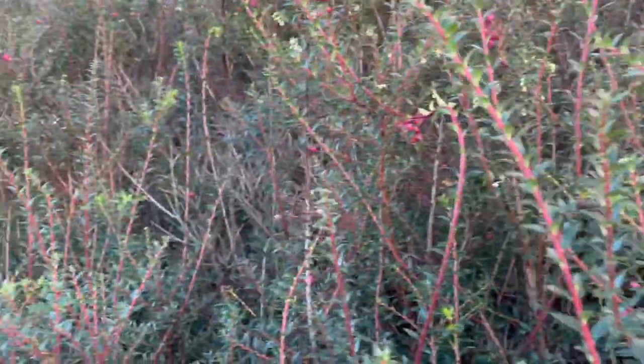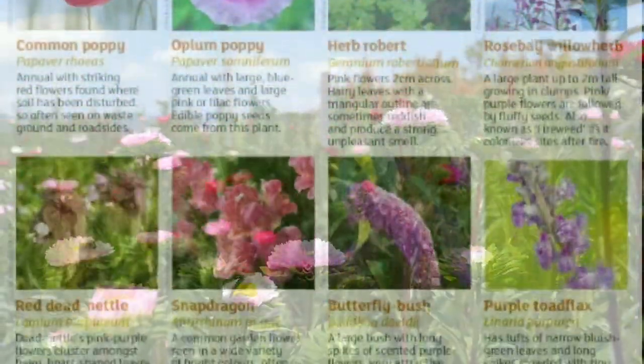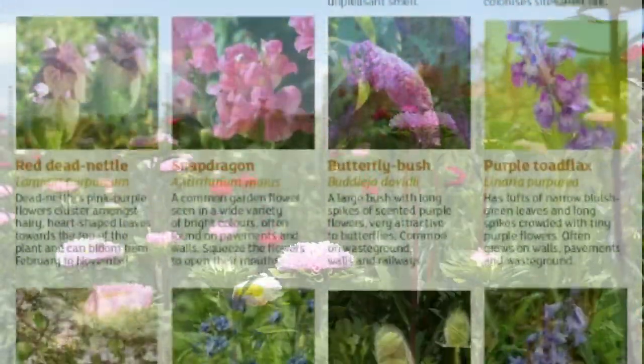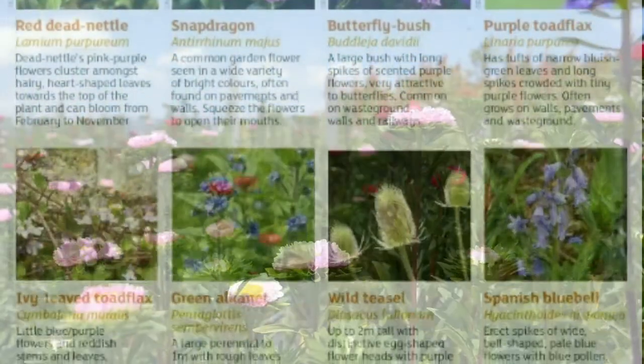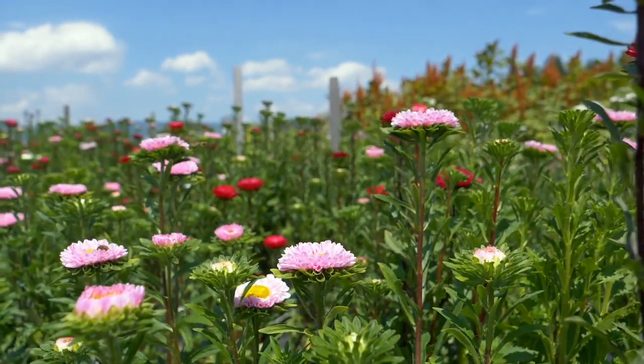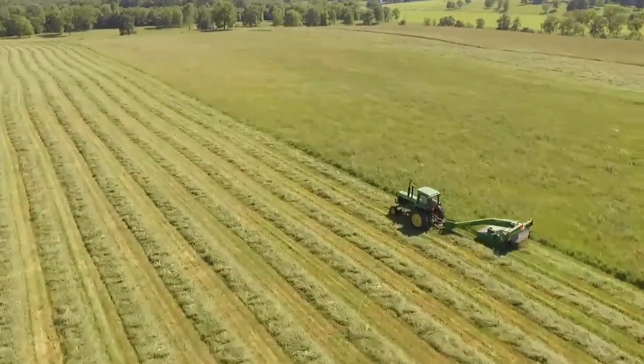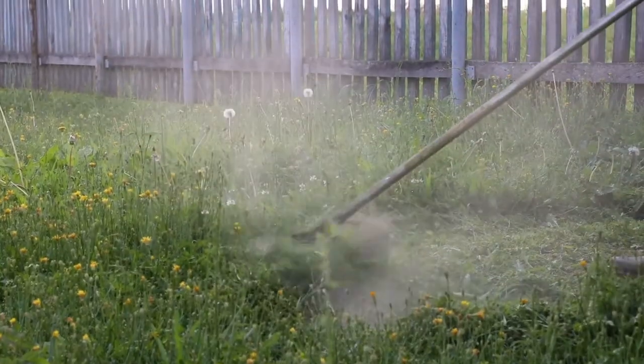For example, wildflower meadows host a number of rare insect and flower species. Rare because wildflower meadows are now the rarest habitat in the country. Only 3% of Britain's ancient wildflower meadows remain, as most have been replaced by intensive farming. You can help. All you have to do is mow your lawn less.